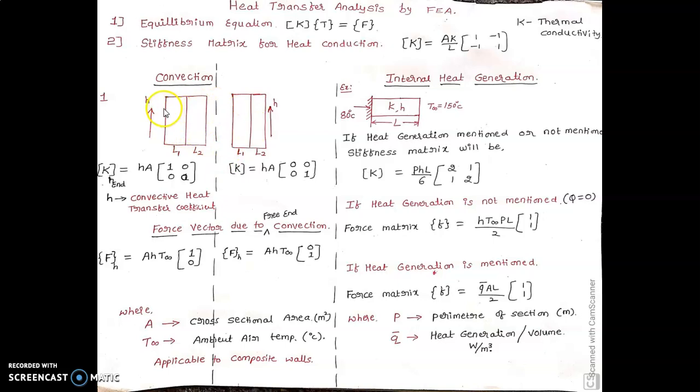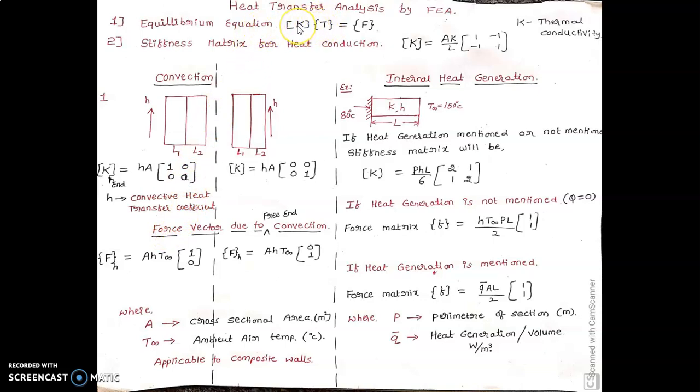Simply, if convection is given at the left hand side, you have to take 1 here, and if it is given at the right hand side, you have to take 1 at the last element, last node you can say. So here H is nothing but the convective heat transfer coefficient. This will also be mentioned in the problems, and its unit is watt per meter square degree centigrade, okay. Now when you are solving the problem, you need this equilibrium equation or condition, right?